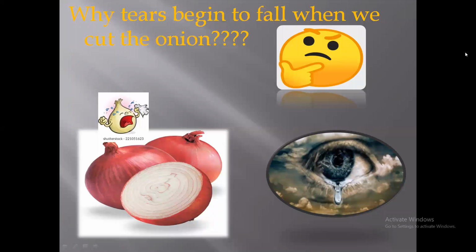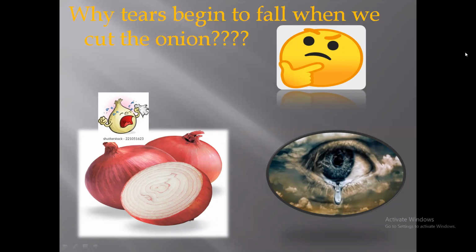In your home, you see that when mom cuts the onion, tears come from mom's eyes as well as from whoever is nearer to her. Why do tears begin to fall when we cut the onion? The reason behind that is that inside the onion cells there are some chemical compounds that contain sulfur.